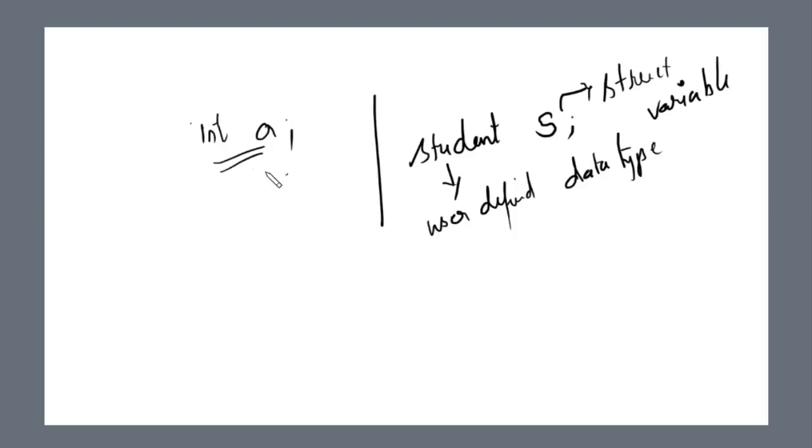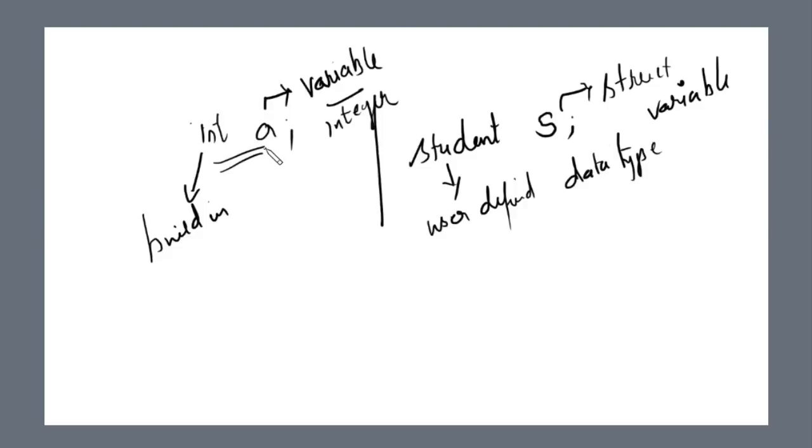Now I'm going to correlate this structure variable with the normal variable that we used to create. Here int is nothing but a built-in data type. Since it is built-in, I don't want to create any type of prototype or definition for it. So I directly use int, and a is a variable which can store a value of type integer.